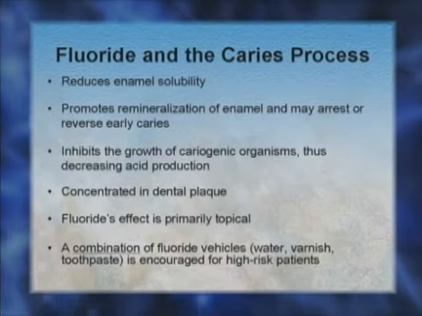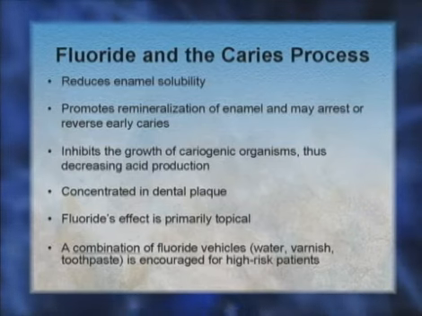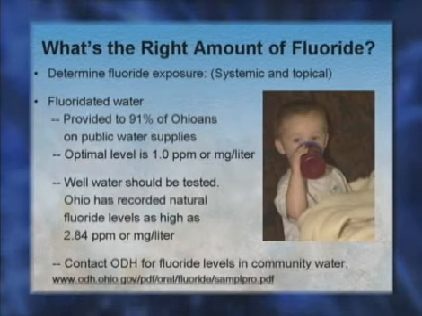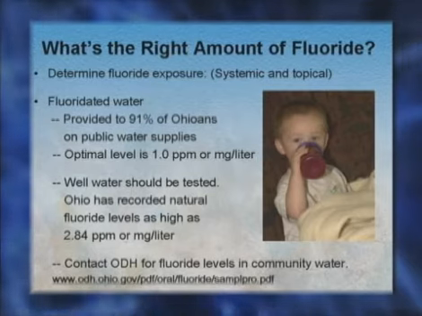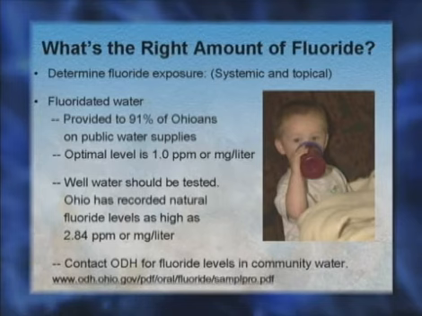A combination of fluoride vehicles, such as drinking fluoridated water, using fluoride toothpaste, and applying fluoride varnish, is encouraged for high-risk patients. It is important to determine whether a child is drinking fluoridated water. Most major Ohio cities are fluoridated. Consuming water that contains 1 part per million fluoride can reduce tooth decay by up to 40%. If a child's family has a private well, the fluoride level should be tested because groundwater can naturally contain trace or high amounts of fluoride.